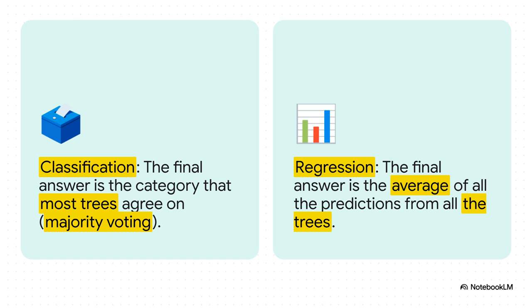If it's a classification problem, like is this picture a cat or a dog, the algorithm just takes a majority vote. Whichever category gets the most votes from the trees wins. Simple as that. But if it's a regression problem, like how much will this house sell for, it takes the average of all the numerical predictions from all the different trees. It's elegant, and it is seriously effective.